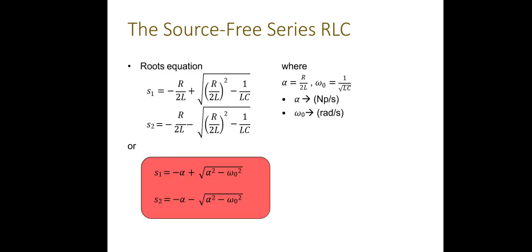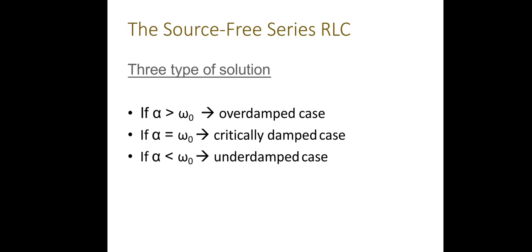So whatever you observe here, according to that, if the alpha value is greater than, equal to, or less than omega naught, the categories will be specified here, that is overdamped, critically damped and underdamped respectively.